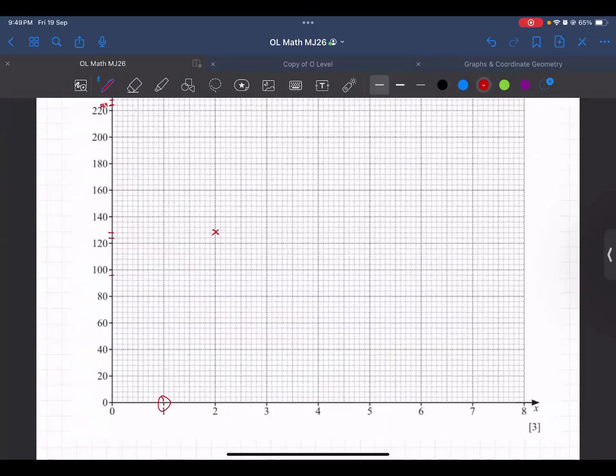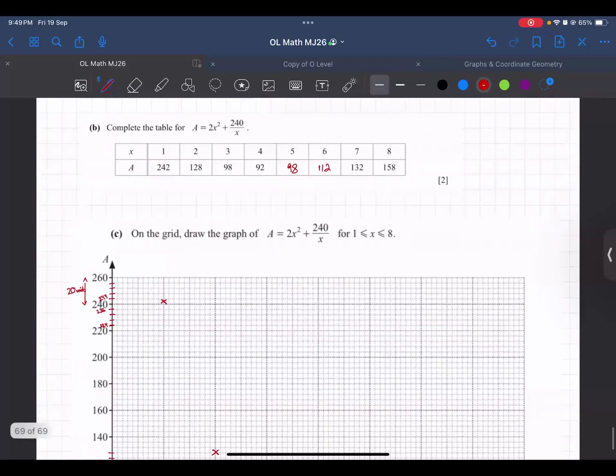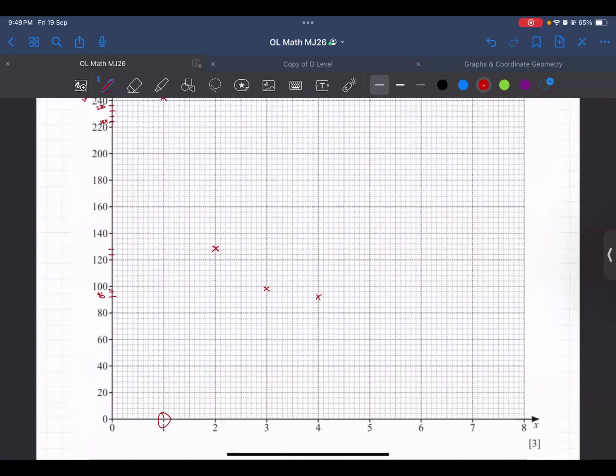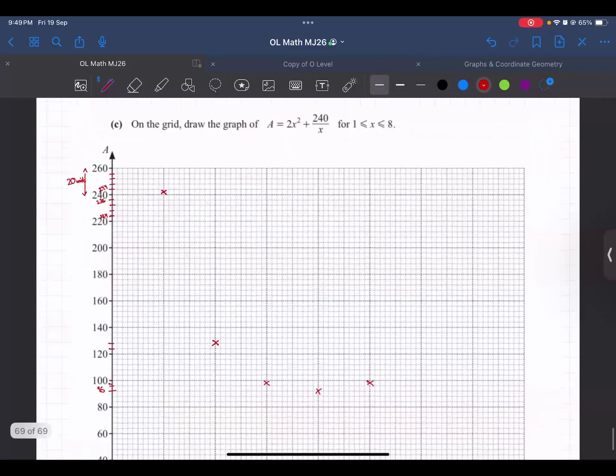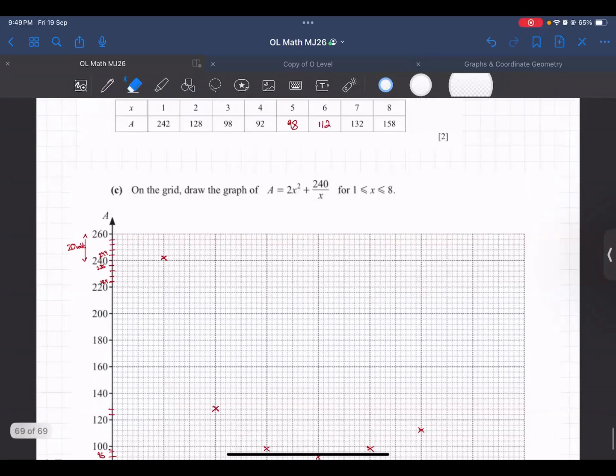98 would be, this is 96 in between. 3 comma 98 in between. Then 4 comma 92. 92 would be over here. Then 5 comma 90. 5 comma 98 again. It is going up. Then 6 comma 112. 112 is 114, 118, 112. Then 7 comma 132.